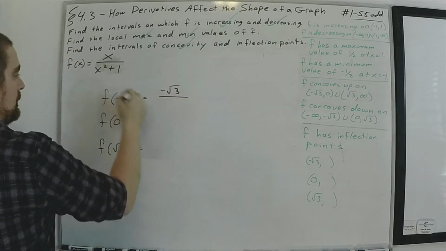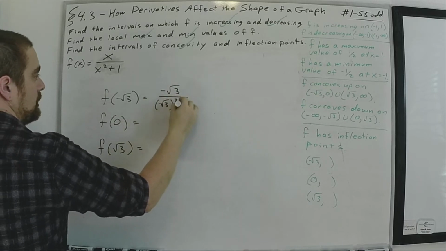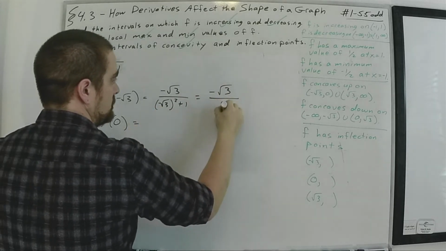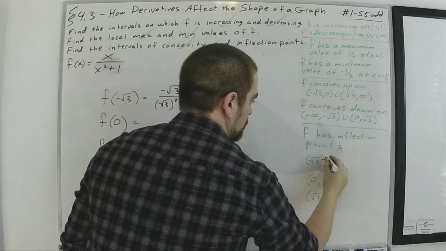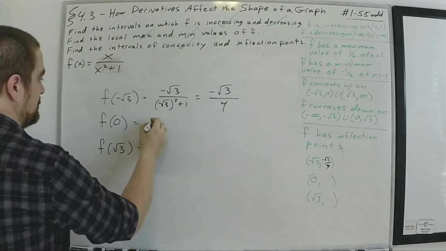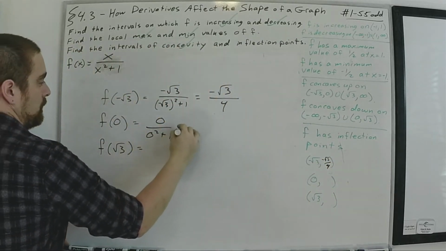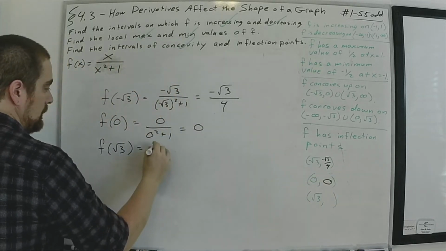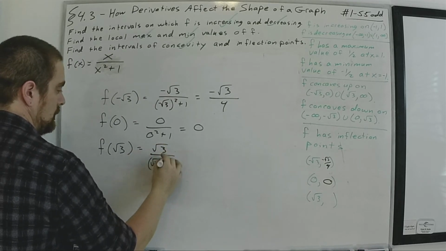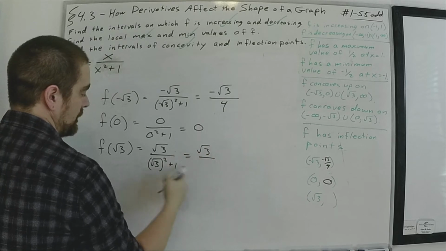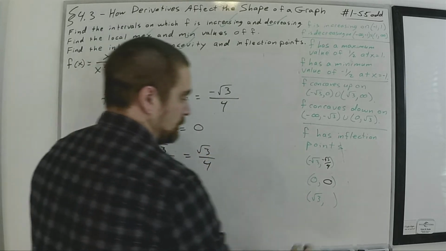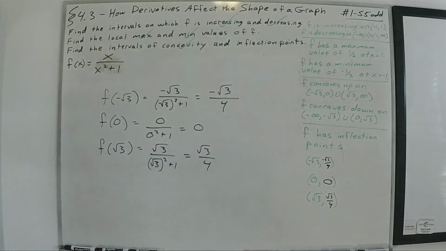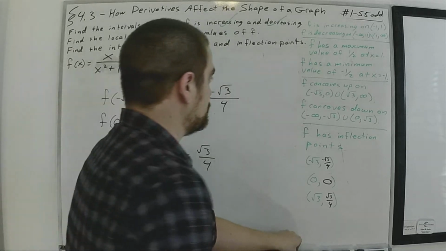Negative root 3 over negative root 3 squared plus 1. That's negative root 3 over, if I square this, I just get 3 plus 1 is 4. Perfect. Negative root 3 over 4. Sorry for mixing up the colors there. 0 over 0 squared plus 1. That's just 0. So we're at the origin. 0, 0 is an inflection point. And then positive root 3. Again, I'll square that to get 3 plus 1 in the denominator. So I just get root 3 over 4. And now we can put that final check in there.